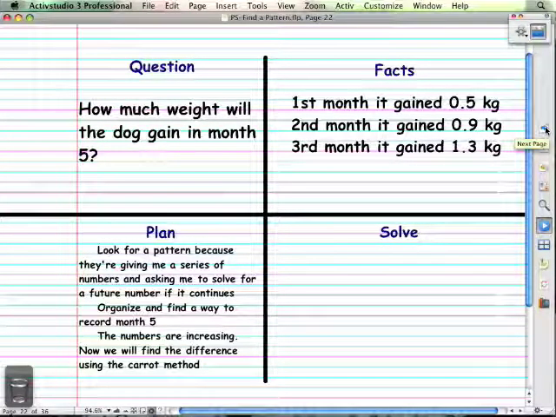I know it's look for a pattern because they're giving me a series of numbers and asking me to solve for a future number if it continues. I need to organize and find a way to record month 5. I'm going to use a chart, which you're going to see on the next page. I know the numbers are increasing because of the word gained, which means something's being added. Now we're going to find the difference using the caret method.